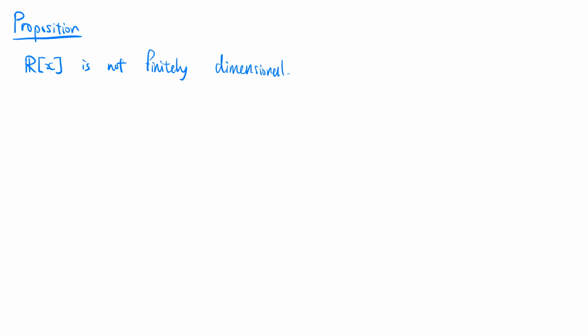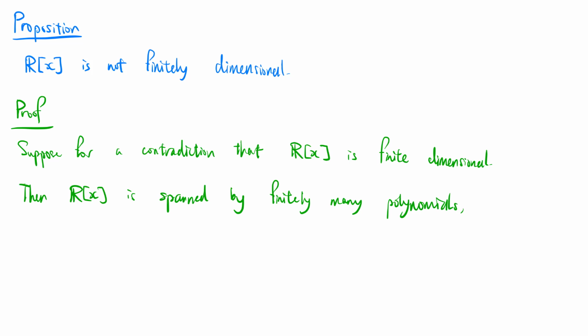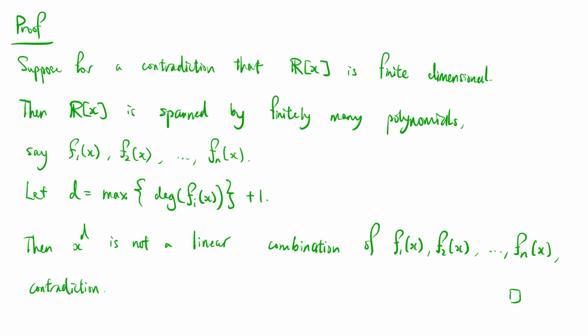Let's look at a proposition. R[x] is not finite dimensional. To prove this, suppose for a contradiction that R[x] is finite dimensional. Then R[x] is spanned by finitely many polynomials, say f1(x), f2(x), up to fn(x). Let d be the maximum degree of these polynomials plus 1. Then x^d is not a linear combination of f1(x), f2(x), up to fn(x). This is a contradiction, which completes the proof.